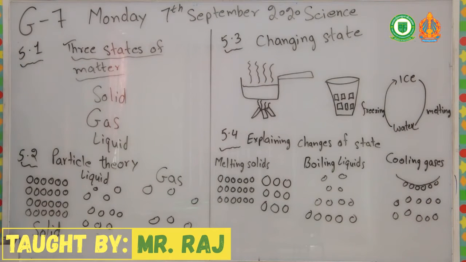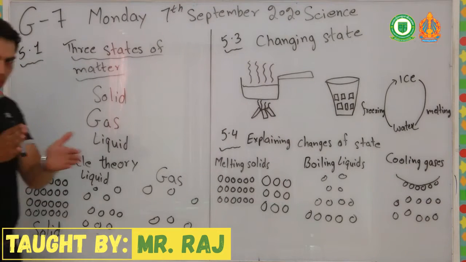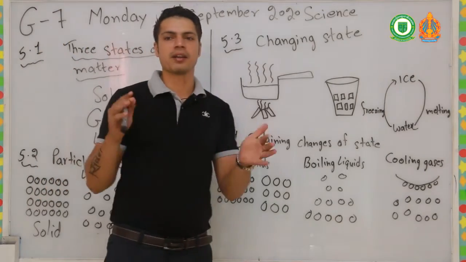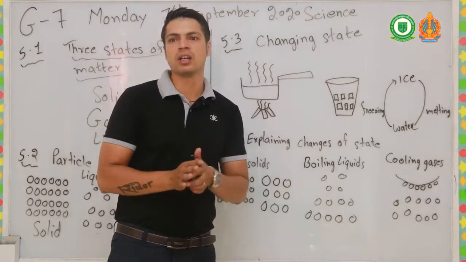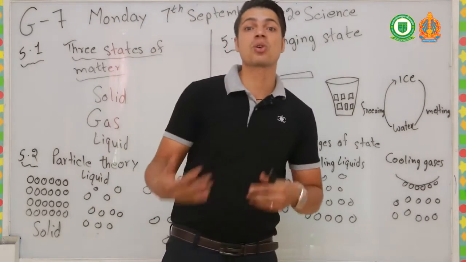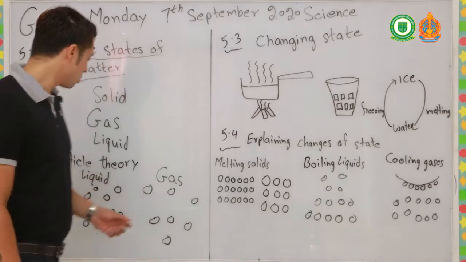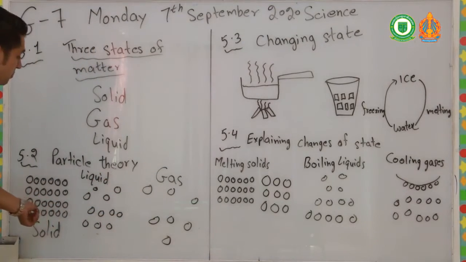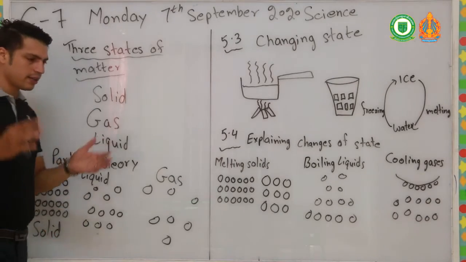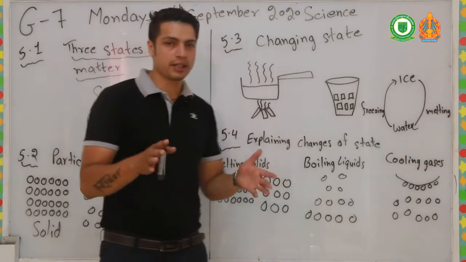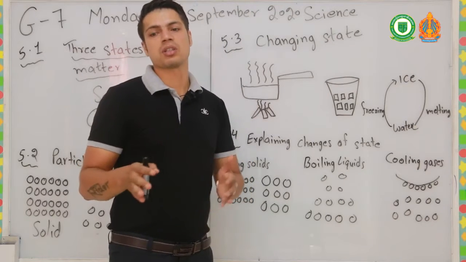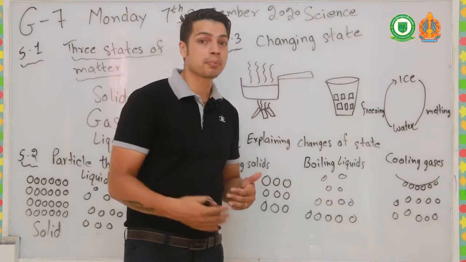Particles in solid are very close to each other, and they are in a fixed pattern. You cannot change the pattern. They are very close to each other because they have strong attractive forces, so that's why they are held together. Particles in liquid are also held together, but they don't have strong attractive forces, so that's why they can slide past each other.